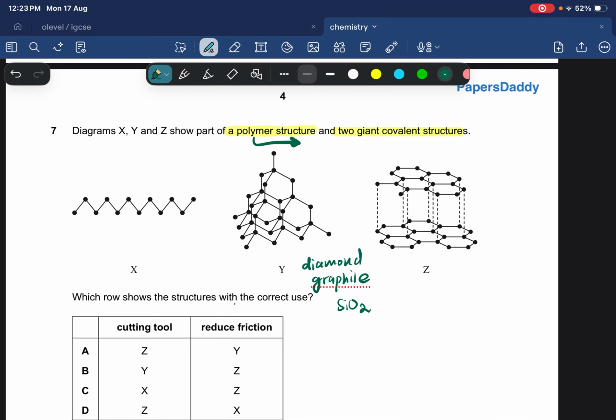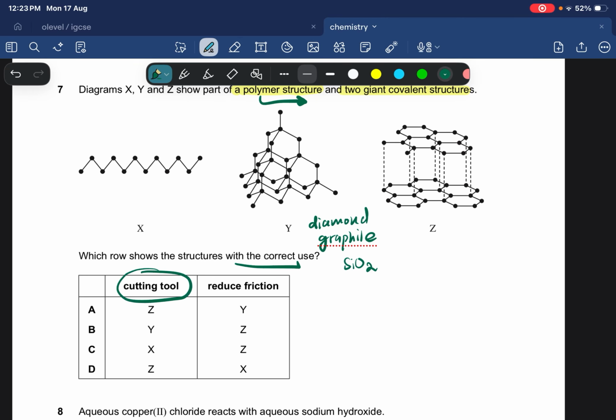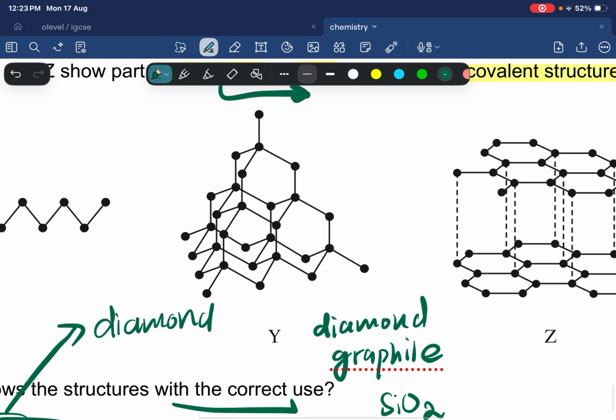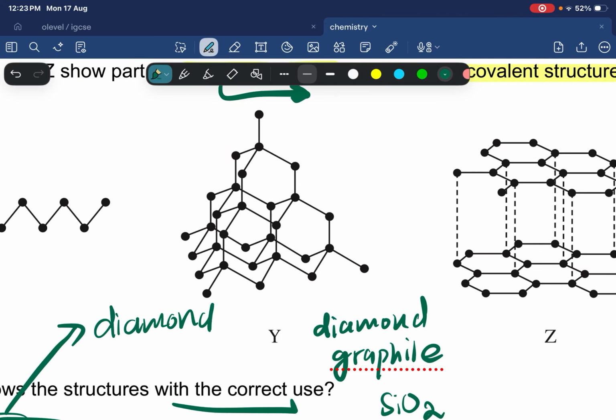Which row shows the structures with the correct use? Cutting tools. You know what's used in cutting tools? Diamond. And why is diamond used in cutting tools? Because diamond is extremely strong. There's a quote that diamond cuts a diamond because diamond is so strong that it cannot be cut by any other material. It needs a very strong thing to cut it. And similarly, because of strong covalent bonds, because the valency of carbon is 4, when it makes 4 bonds, it's extremely stable. It doesn't want to break those 4 bonds. So diamond has an extremely stable structure because of the strength of these 4 covalent bonds that carbon atom has made. So diamond is going to be used in cutting tools.